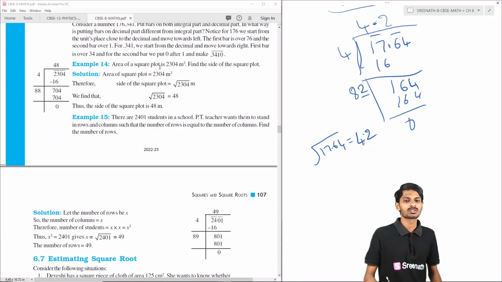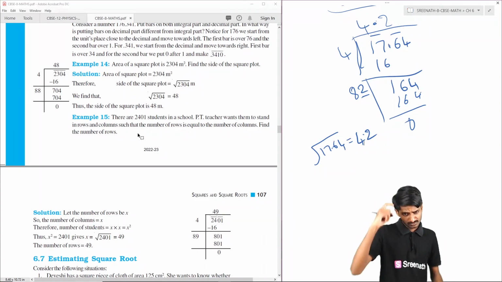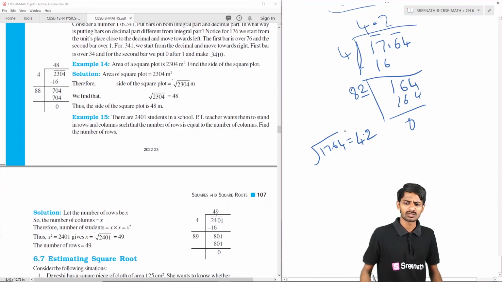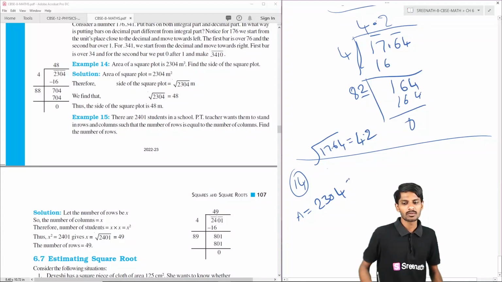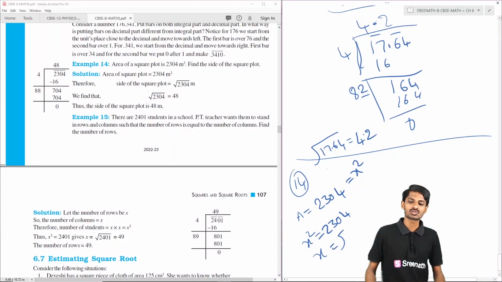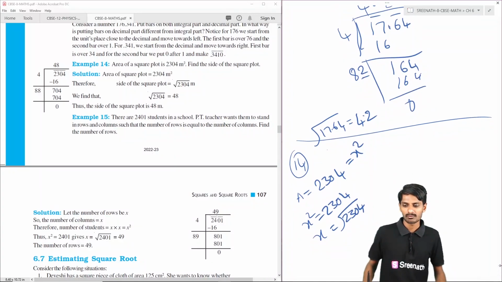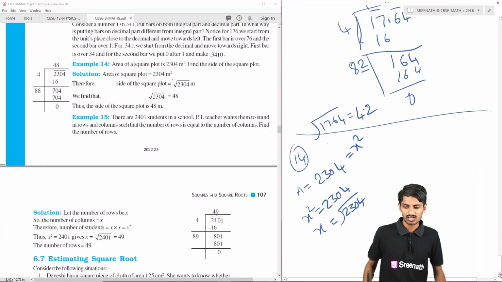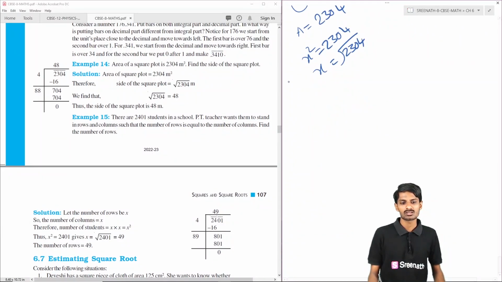The area of a square plot is 2304 meter square. Find the side of the square plot. So he is asking you, students, the 14th example. Area is equal to 2304. Area means side square. Then what is the side length? It is nothing but x square equals 2304, which is the side square. Then side is equal to the square root of 2304. So we have to find out the square root of that number. And how can you find the square root of any number? By the division method you can show it like this.